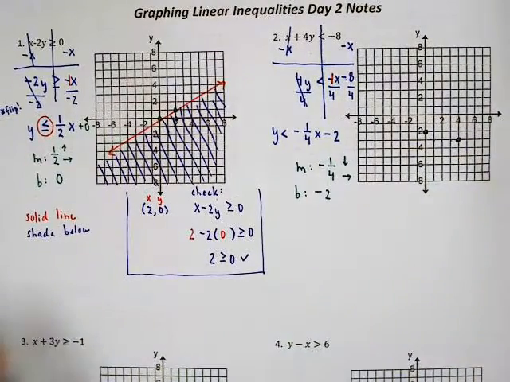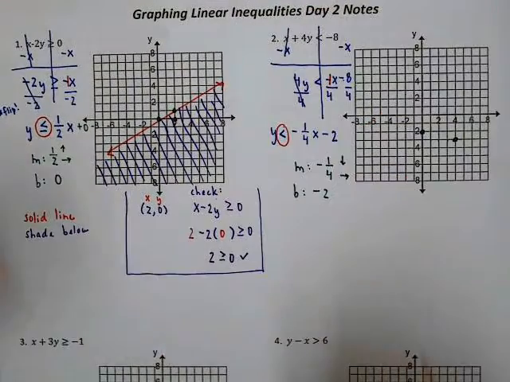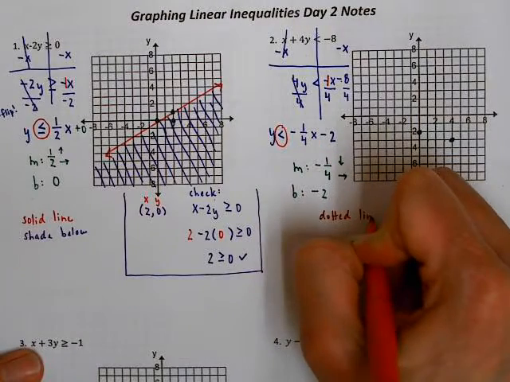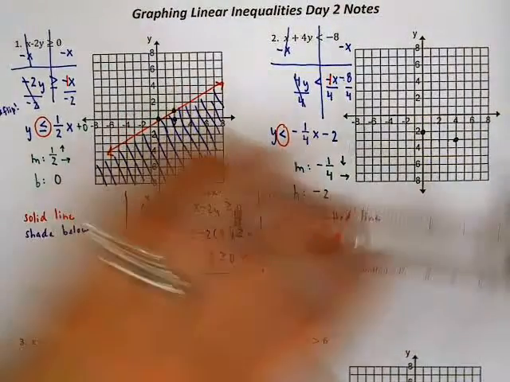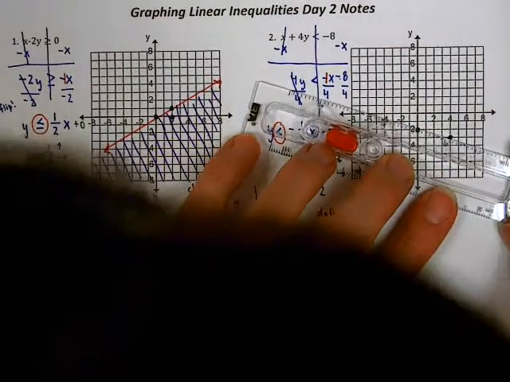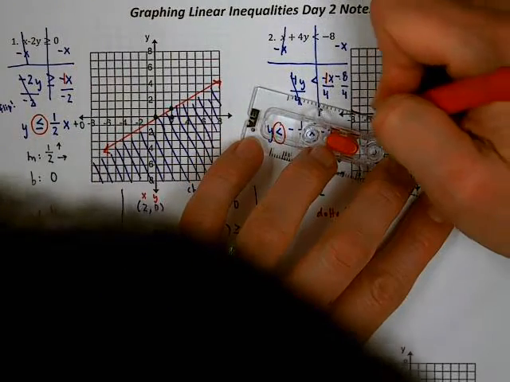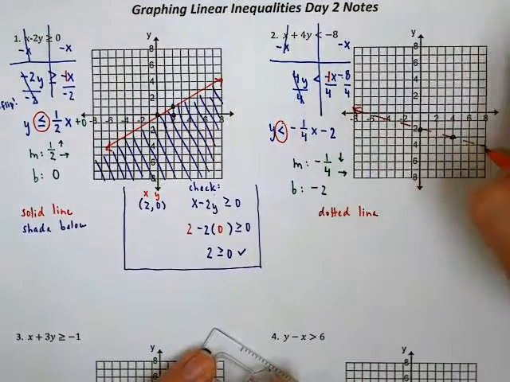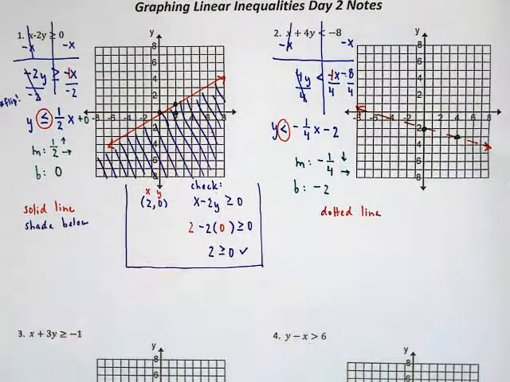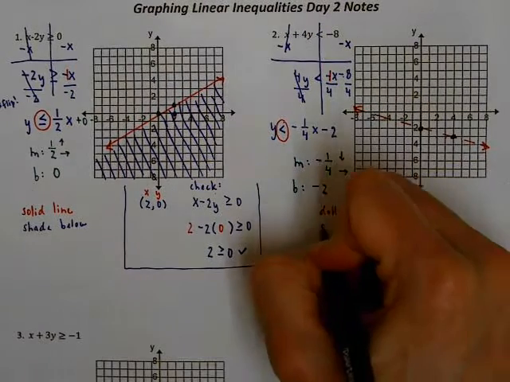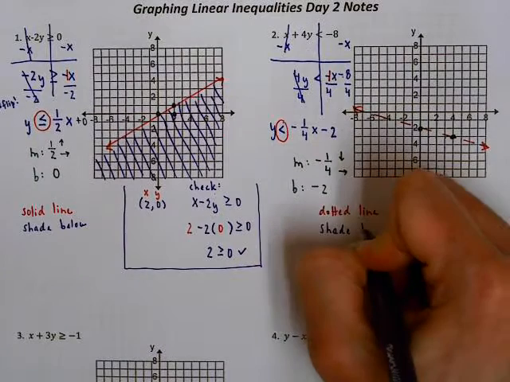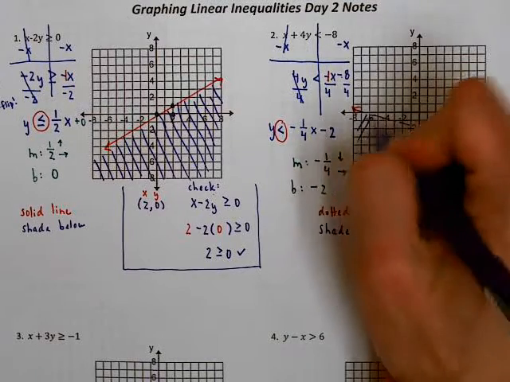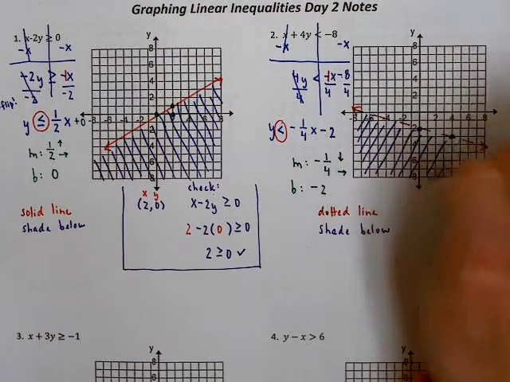Now in this case, I have a strictly less than, so I'm going to have a dotted line when I connect my points. I've got my negative slope here. So dotted line. Please make sure it's very clear that that's a dashed or dotted line. And then again, since it's less than, I'm going to shade below. So if I were walking on my line, I'd be up here, so everything below it is down here.